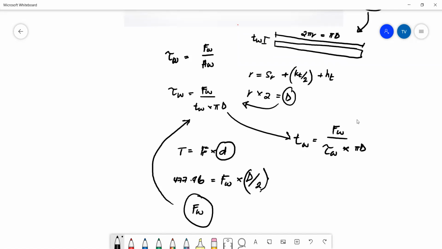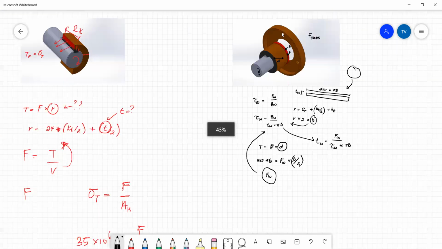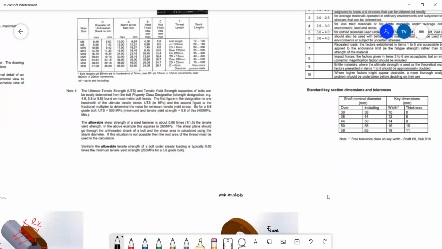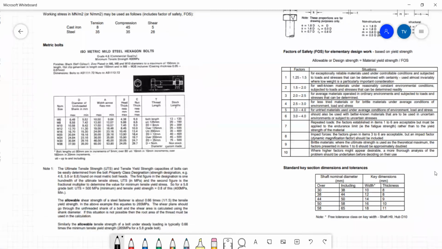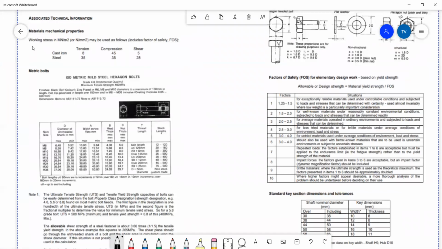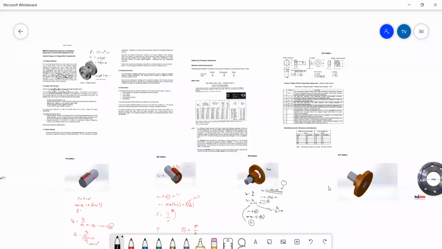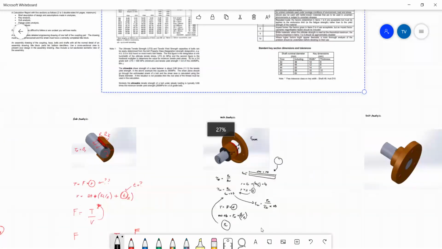Right? Any questions up to this point? Our shear strength or our shear stress of the web. Remember, our web is made out of cast iron because our web and our boss, they're all made from the same material, which is cast iron. And the shear strength for cast iron is given up here. Cast iron shear strength is 5 megapascals. So we substitute that into our formula, and we can find our thickness of our web, which is our web analysis.